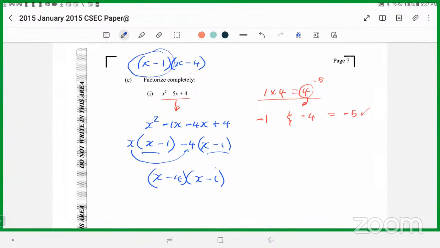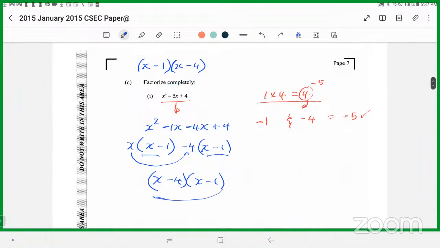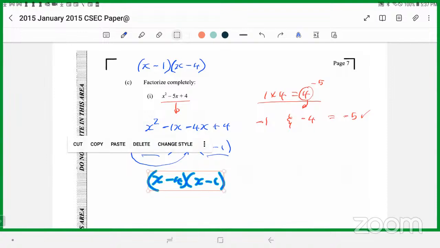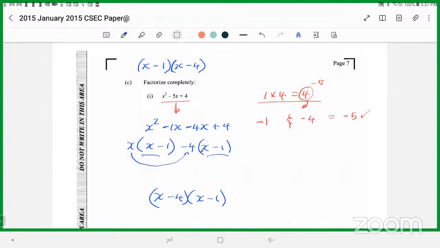So you have x minus 1 and x plus minus 4, x minus 4. Whether you write it like this or I write it like this, the answer is the same. All right, that is it. Are you okay with that? Yes, sir.